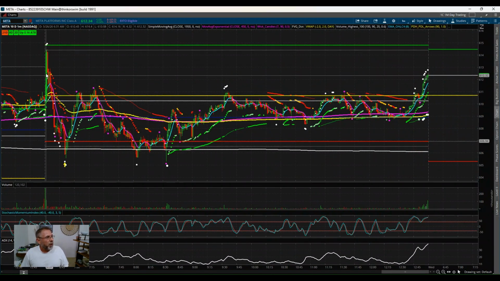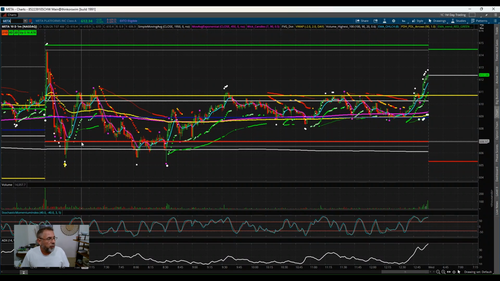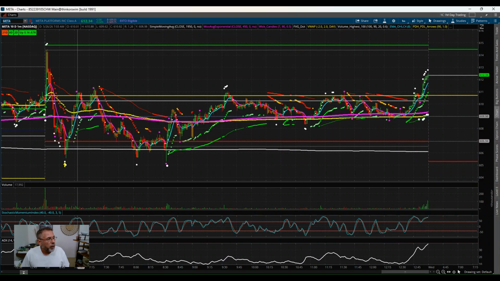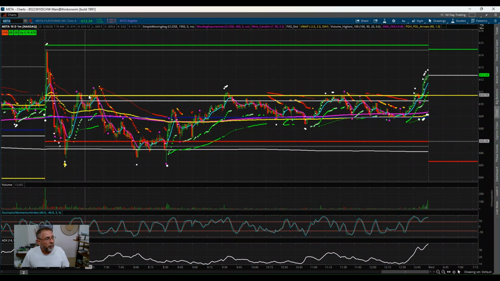Okay, so Meta opened up with a big surge higher and then immediately collapsed and broke below yesterday's low. This red line is yesterday's low. Then it popped back up. Where did it go to? Right to the pivot. Now it tested it twice.